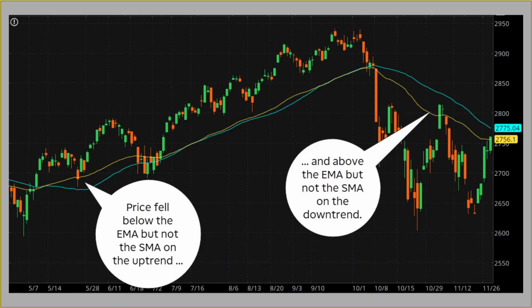Here's another example. This is where price fell below the EMA. In this example, the EMA is in yellow, and price fell below the EMA but did not fall below the SMA on the uptrend. Generally, we're seeing higher highs, higher lows. And here we see price falls below, and we see the crossover, right?